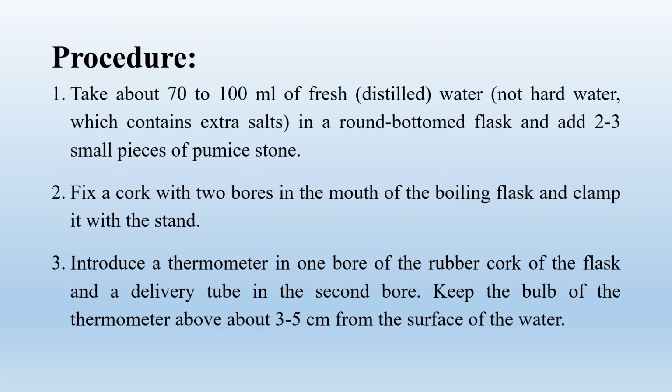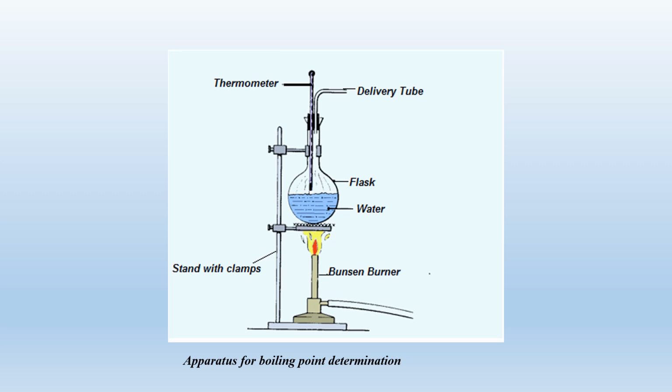Procedure. Take about 70 to 100 milliliters of fresh, distilled water, not hard water, which contains extra salts, in a round-bottomed flask, and add 2 to 3 small pieces of pumice stone. Fix a cork with 2 bores in the mouth of the boiling flask and clamp it with the stand. Introduce a thermometer in one bore of the rubber cork of the flask and a delivery tube in the second bore. Keep the bulb of the thermometer about 3 to 5 centimeters above the surface of the water.